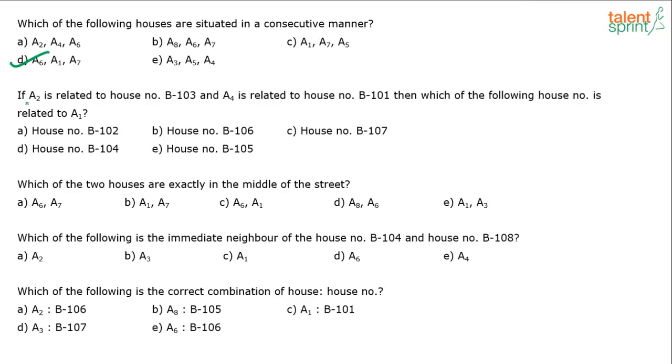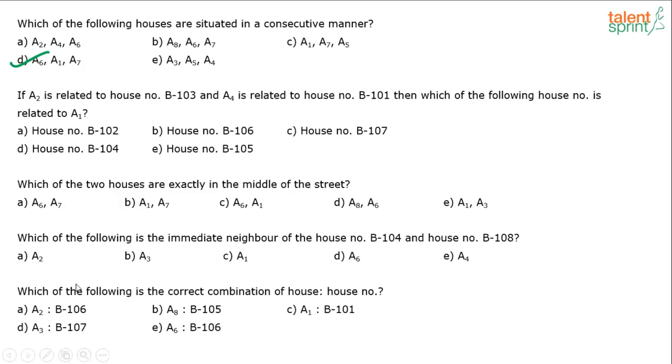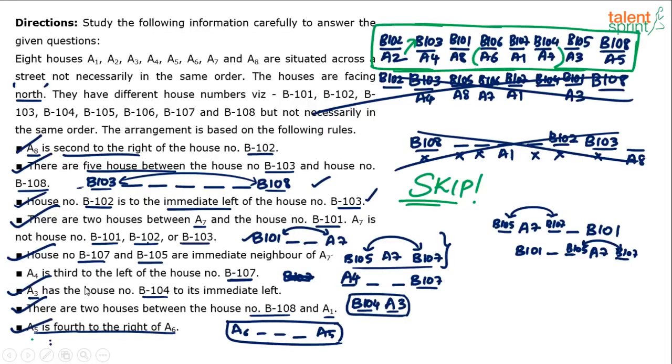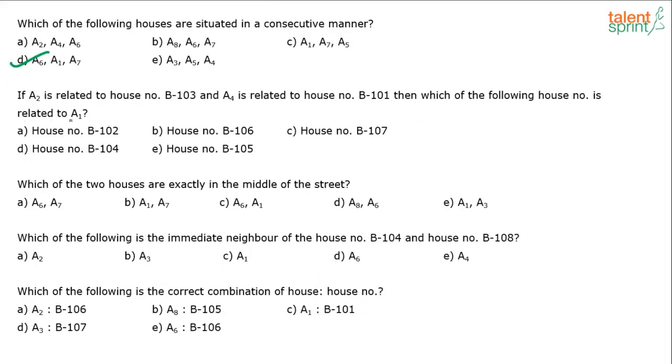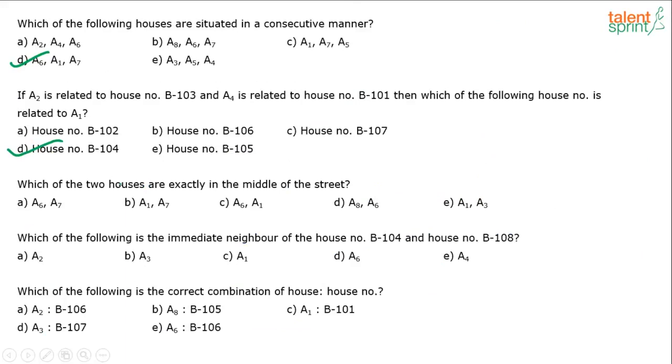Option D. Next one. If A2 is related to 103 and A4 is related to 101, find out the relationship. Do you understand the relationship? We are taking the house on the right hand side. A2 on the right is 103. A4 on the right is 101. Then which of the following house numbers is related to A1? B104 should be related to A1. We are taking the house on the next right. So A1 will be related to house number 104.